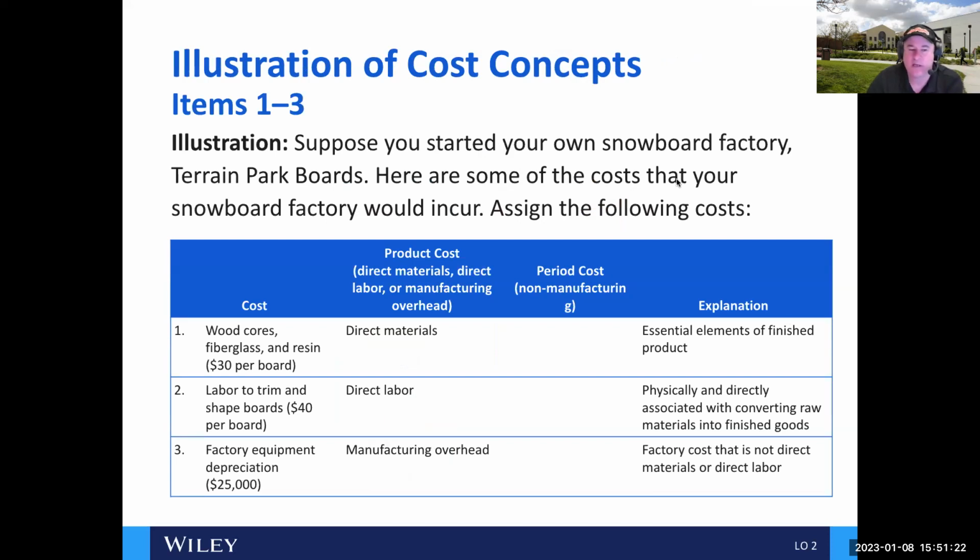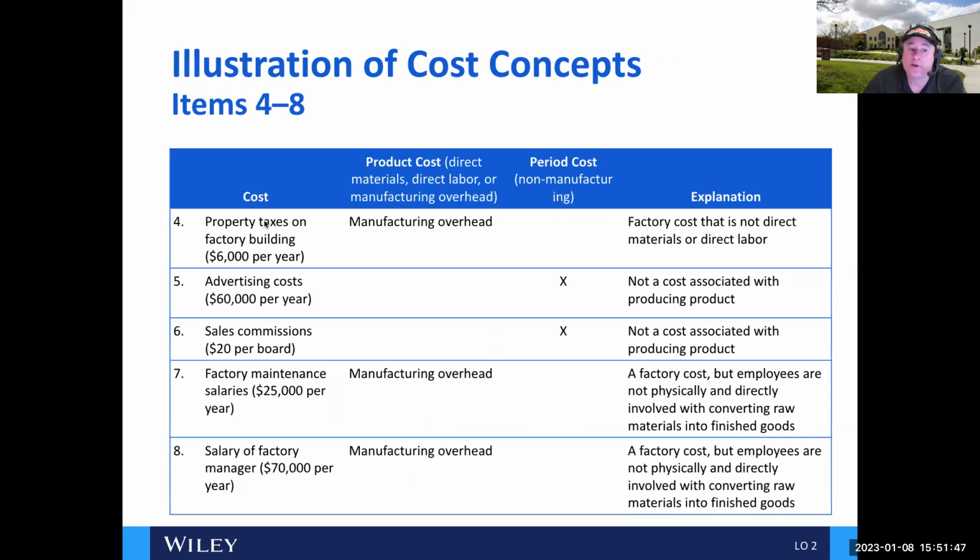Over here, suppose you started your own snowboard factory, terrain park boards. Here are the costs your snowboard factory would incur. Assign the following costs. Wood cores, fiberglass, resin, that's a product cost. Labor to trim and shape the boards, that's direct labor, product cost. Factory equipment depreciation, part of factory overhead. Property taxes on the factory building, we love the word factory, it's a product cost. Advertising costs, period cost, to advertise the product we're selling. Sales commission, period cost. Factory maintenance salaries, product cost.